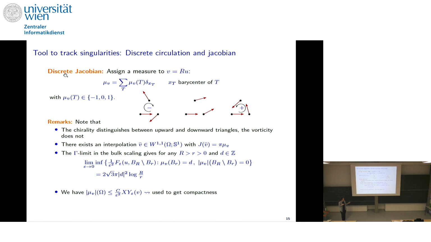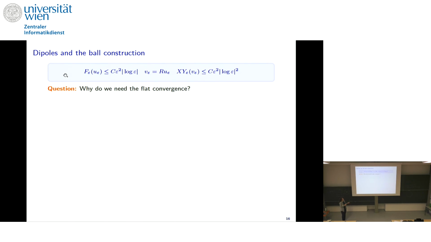The important observation is that I can bound the total variation on the epsilon level of my discrete vorticity measure in terms of the energy, because whenever this is non-zero, I pay a fixed constant. Okay, and this is used to get compactness. And this is where the ball construction comes into play.